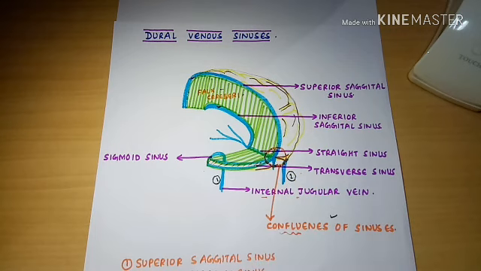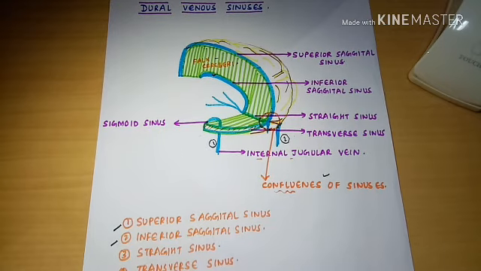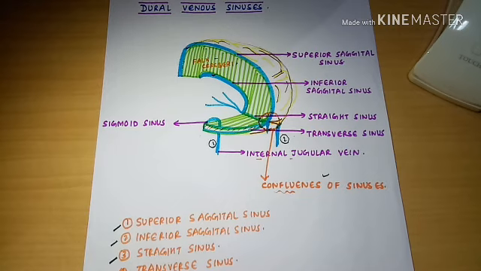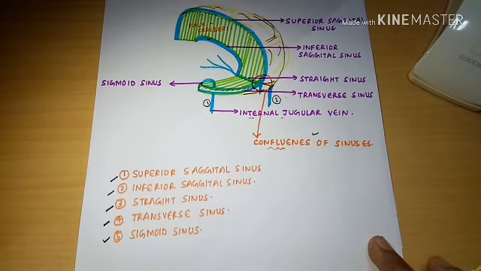So in the whole, we have five types of dural venous sinus, which are the superior sagittal sinus and the inferior sagittal sinus, which are joined together with the help of the straight sinus. From the confluence of the sinuses, the transverse sinus takes its origin, and the transverse sinus will loop around the structure of the tentorium cerebelli and form a sigmoid sinus. After the sigmoid sinus, the internal jugular vein is formed there.